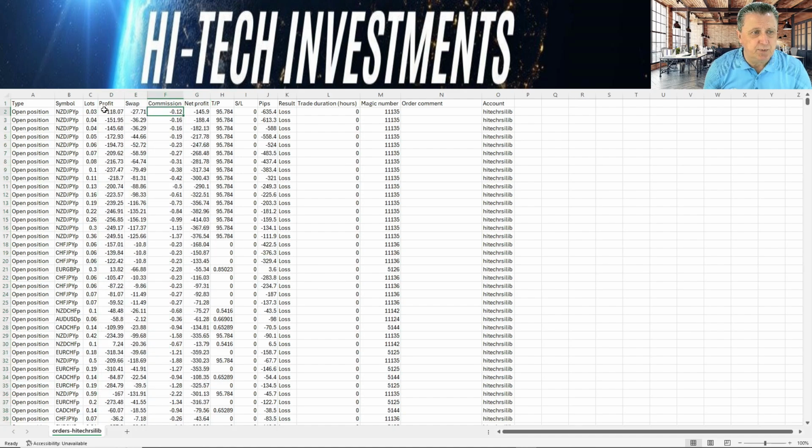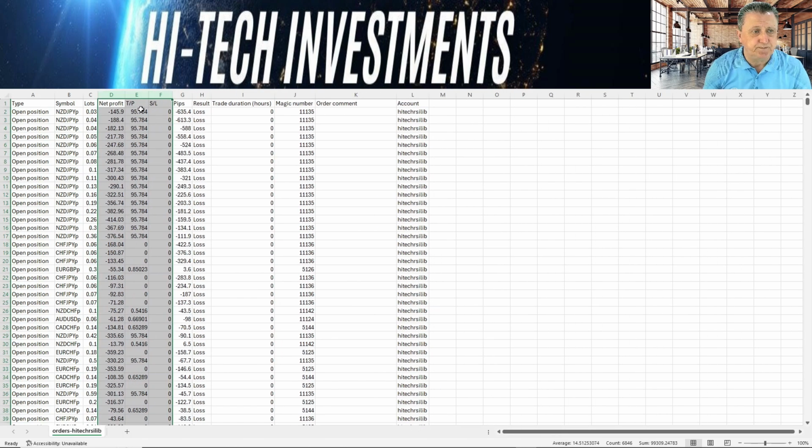Then we get to the next part with the profit, the swap, and the commission. Now these three columns basically make up the net profit we have over here. If you put those numbers together, you can see at the bottom of the screen the count, 3,143.9, which is exactly what we have on the net profit up here. So that means we can also exclude these particular ones. And then we have the net profit.